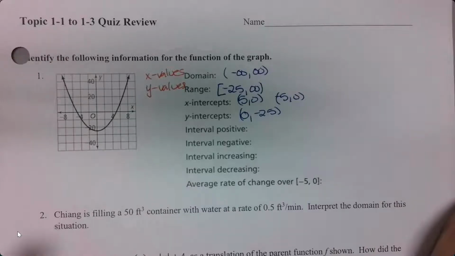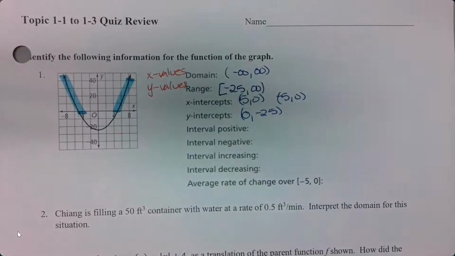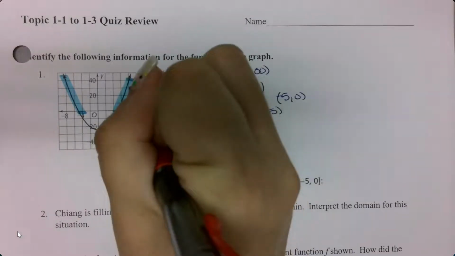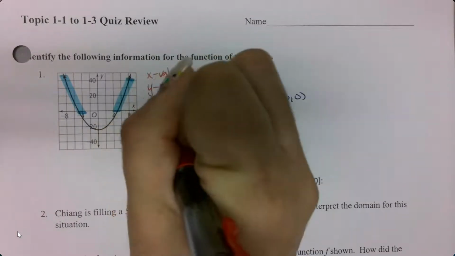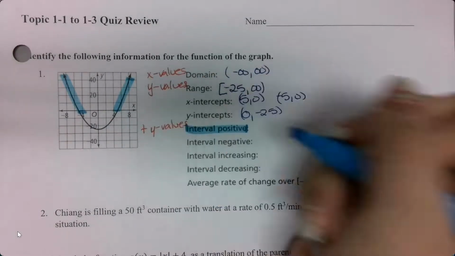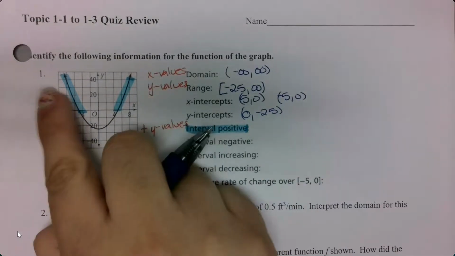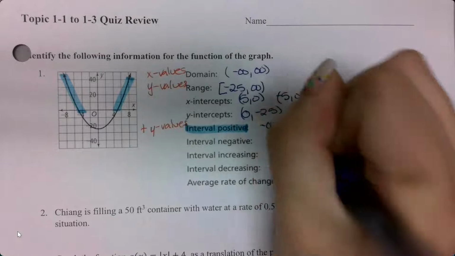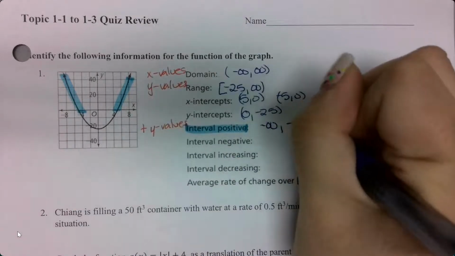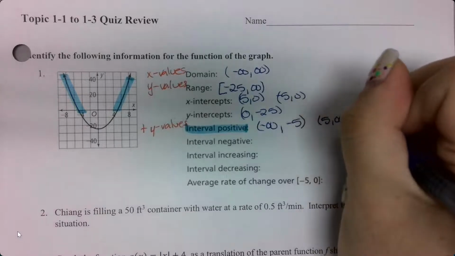I'm looking for the interval where it is positive. So that is looking at my y values. So those two pieces I just highlighted, I always read left to right. So I start at negative infinity. I stop at negative 5. Then I start up again at 5 and go to positive infinity.